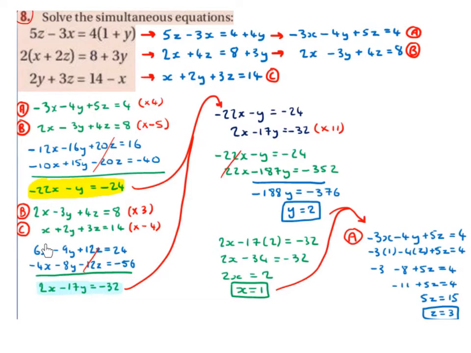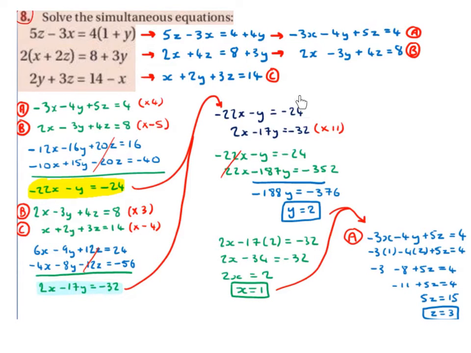2x by 3 is 6x, minus 3y by 3 is minus 9y, 4z by 3 is 12z, 8 by 3 is 24. Now I'm going to multiply equation C by minus 4. x by minus 4 is minus 4x, 2y by minus 4 is minus 8y, 3z by minus 4 is minus 12z, 14 by minus 4 is minus 56. Now I can cancel out my z's. 6x minus 4x is 2x, minus 9y minus 8y is minus 17y, 24 minus 56 is minus 32. Now I have another equation in terms of x and y.